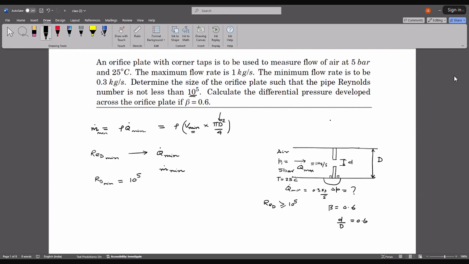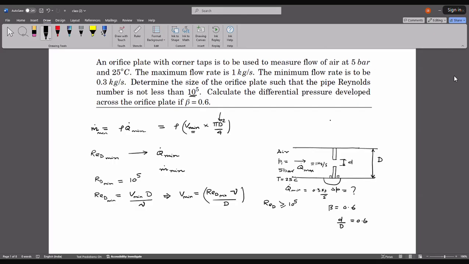Okay. So what is Reynolds number? Reynolds number is basically velocity, so this is the minimum, so that is velocity minimum into D over the kinematic viscosity, nu. So that means your V min should be Reynolds number Re_D min into kinematic viscosity divided by diameter. Okay.